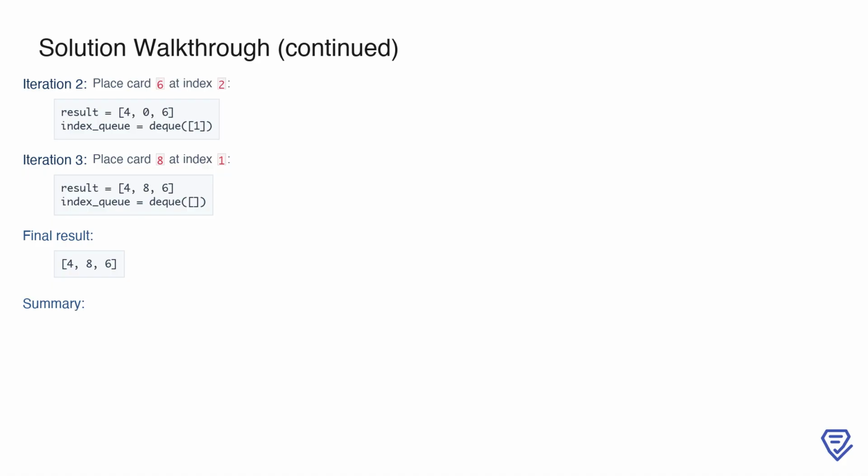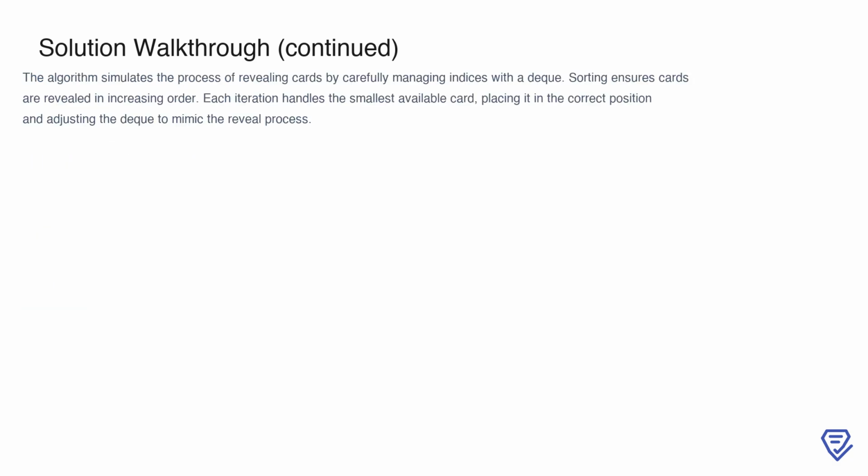With index_q now empty, the process is complete, and the final result for this example is 4, 8, 6. The algorithm works by sorting the deck and simulating the card reveal process using a deque to manage indices. This ensures cards are placed in the correct order while mimicking the step-by-step reveal. Each iteration handles the smallest remaining card, placing it in the appropriate position and rearranging the deque to match the reveal process. This approach guarantees that the cards are revealed in strictly increasing order, resulting in the desired final arrangement.